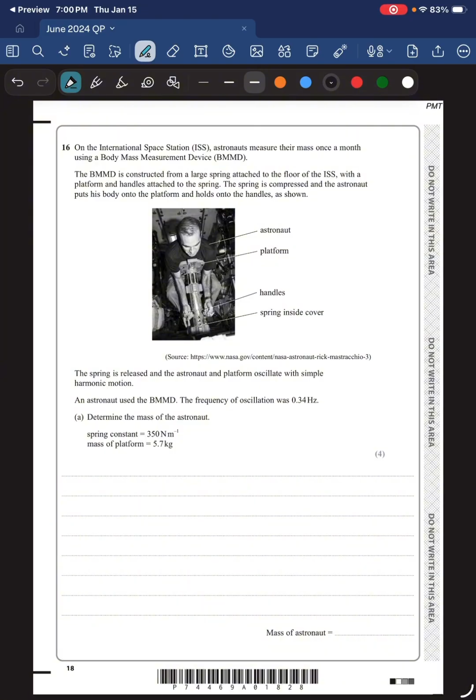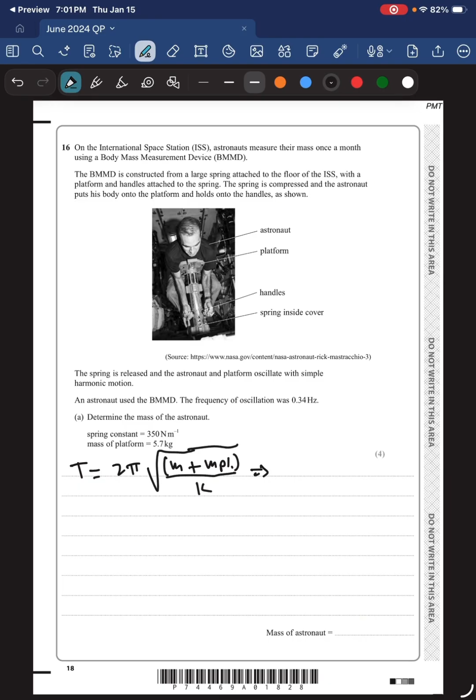Okay, that's a complicated instrument. The spring is released and the astronaut and platform oscillate with simple harmonic motion. An astronaut used the BMMD, the frequency of oscillation was 0.34 Hertz. Determine the mass of the astronaut, and they give us the spring constant and the mass of the platform. Okay, so how do we think about this? The period of oscillation for a spring of any kind is 2 pi times the square root of mass, but here the mass is the mass we are looking to find, plus the mass of the platform, because they oscillate together, over k.